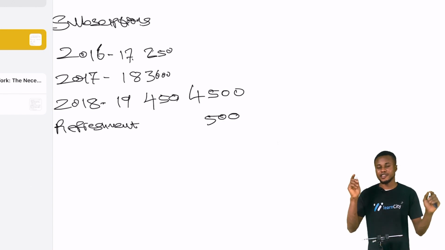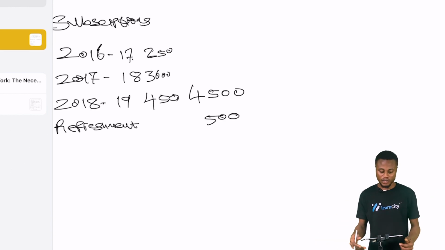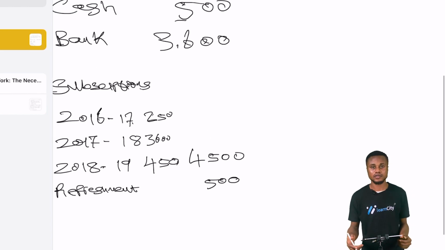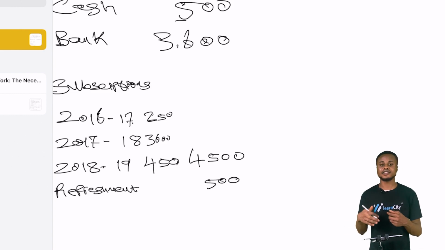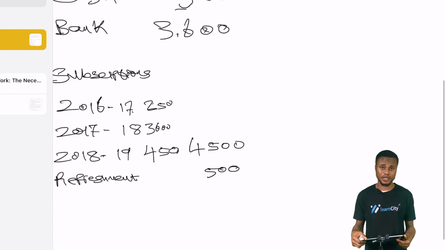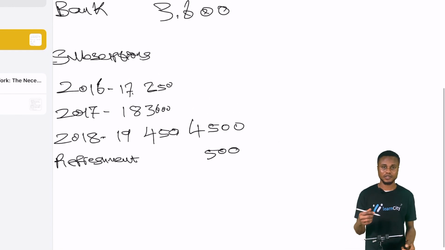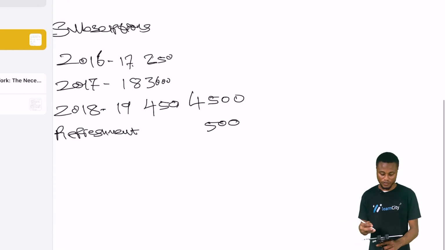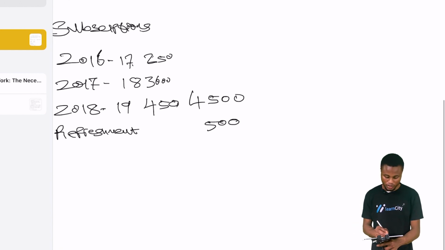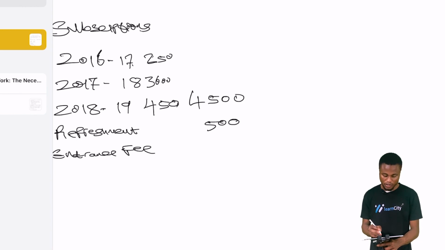Also, when they were doing the transactions, if they wanted to become members, of course, you have to pay an entrance fee, right? And this fee will be on the debit side. So the entrance fee, you have to bring it. Let me write entrance fees. And the entrance fee is also 500.